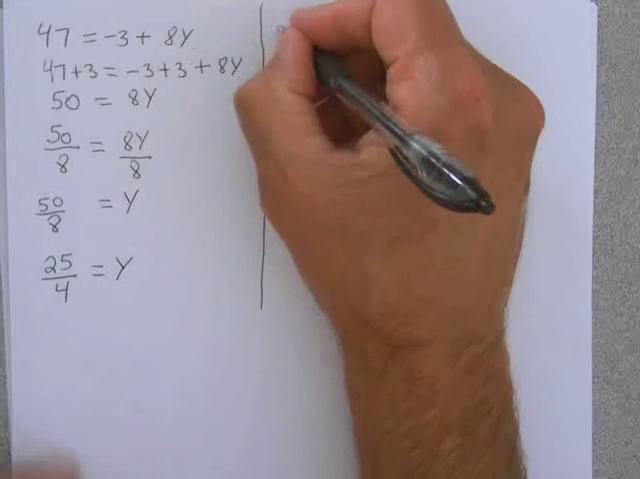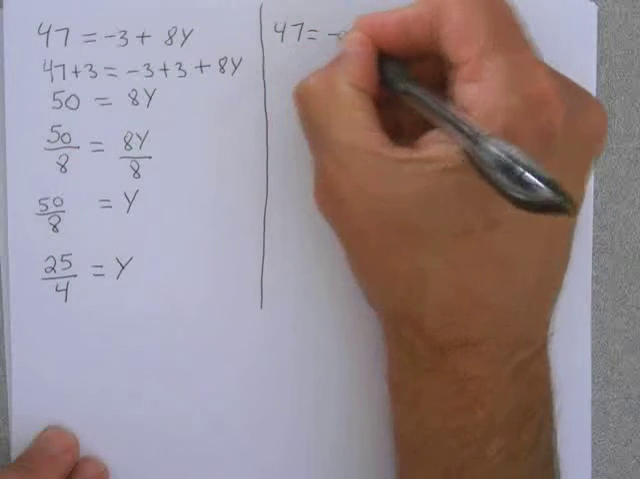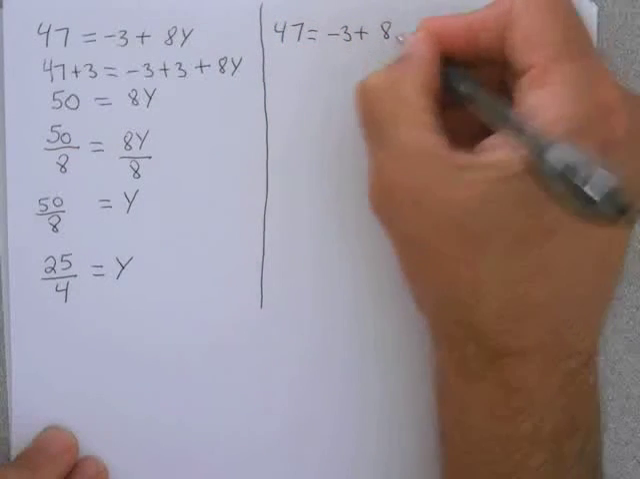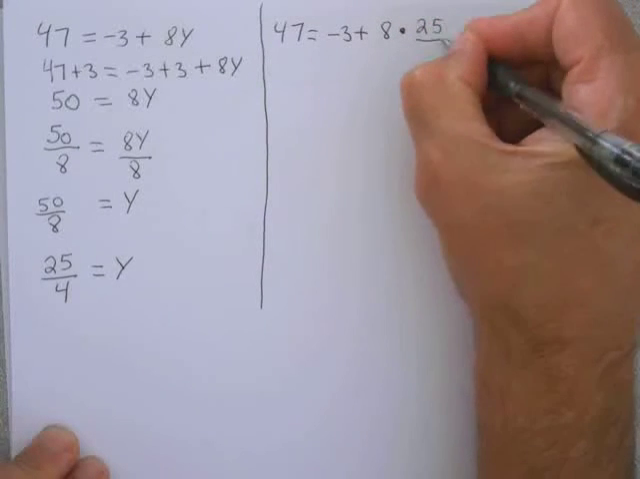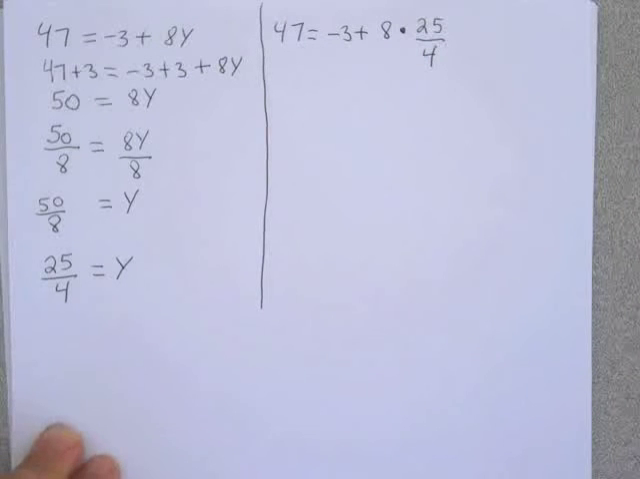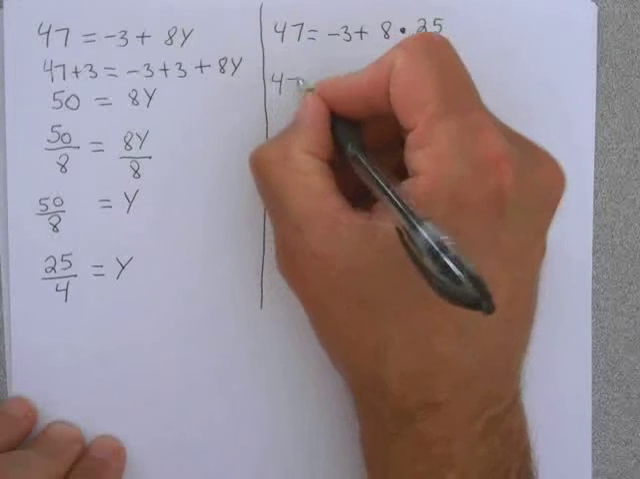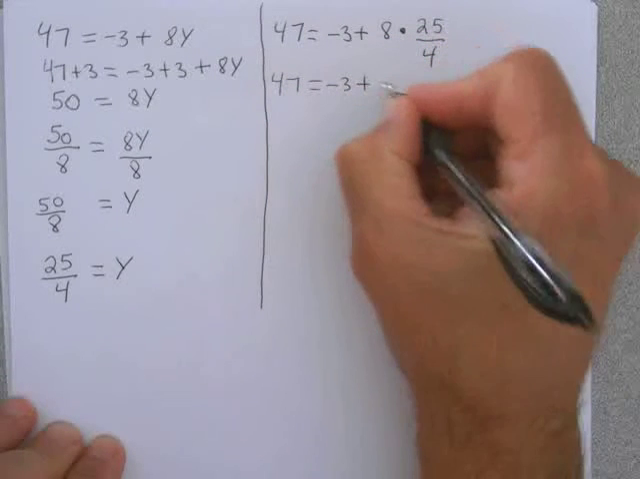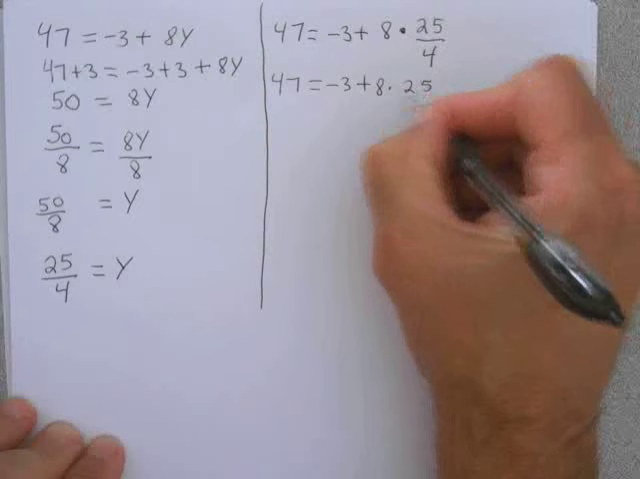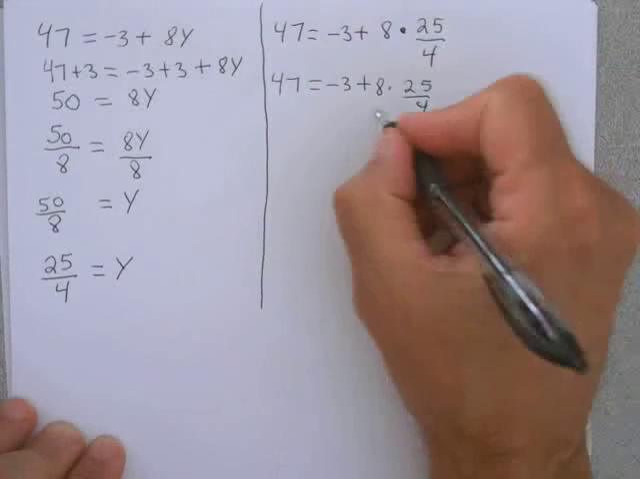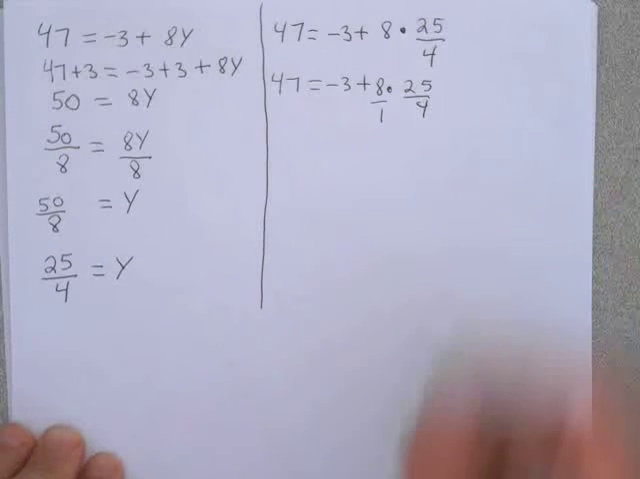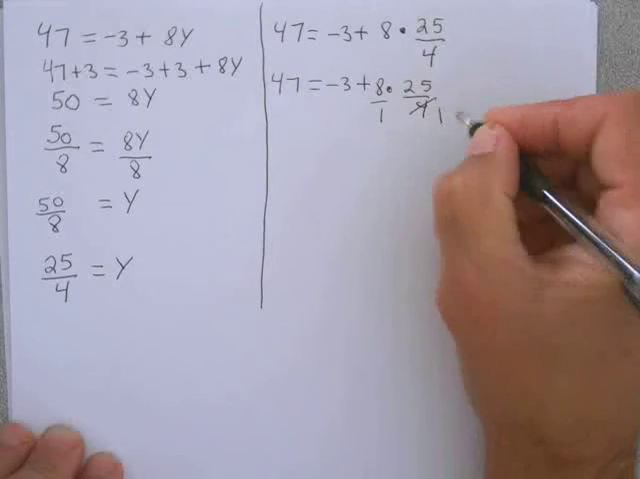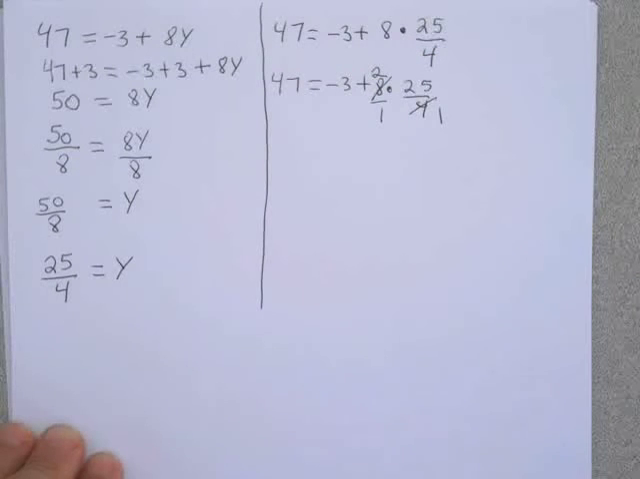If I were to say that 47 equals negative 3 plus 8, and why don't we just use a dot, multiplied by 25 over 4, because that's what y is, 25 over 4, notice in this format that I can simplify. I'll do it on my next line. 47 equals negative 3 plus 8 multiplied by 25 over 4. I'm going to put a 1 underneath my 8, just so they both look like fractions now. And as you'll note, the 4 simplifies to a 1. The 8 simplifies to a 2. And let's see what happens.